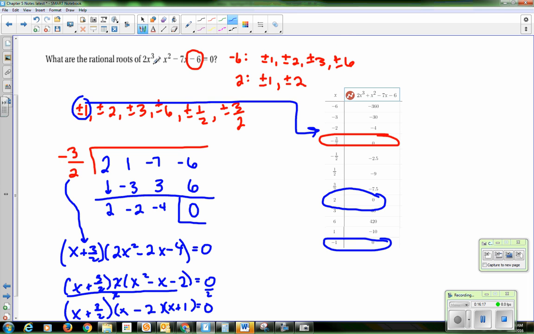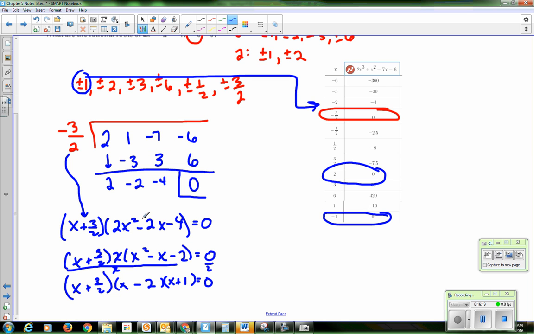So when it's asked what are the rational roots of this polynomial, if we can locate the first one, then we can use synthetic division and end up finding the rest of them. So my official roots are x equals -3/2, x equals 2, and x equals -1. All rational roots.